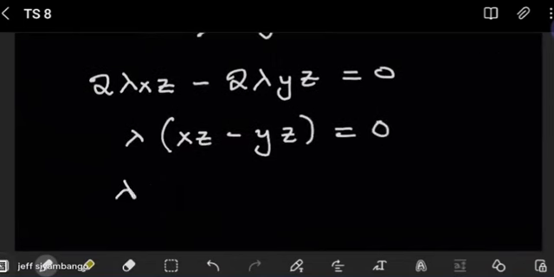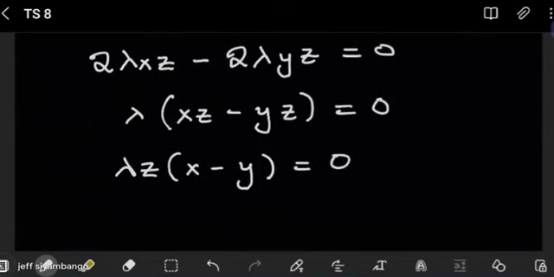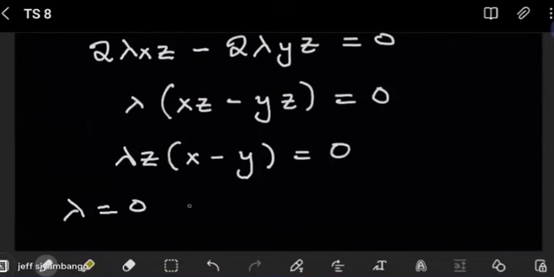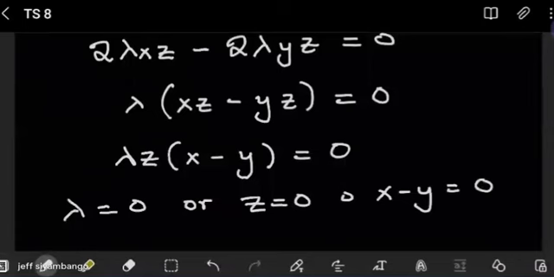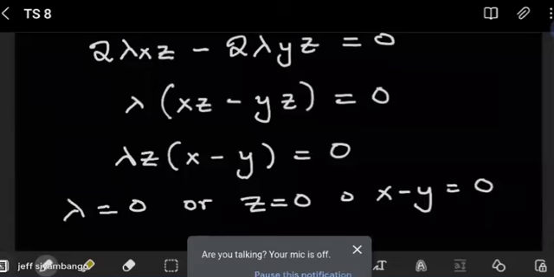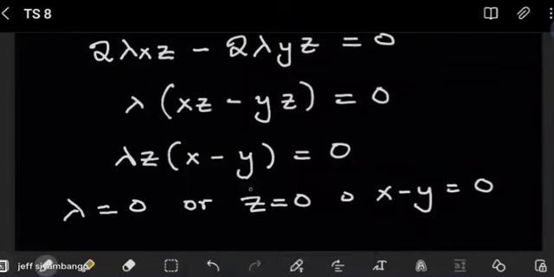Or even the z can be pulled out: z times (x minus y) is equal to 0. What does this imply? It implies that either lambda is equal to 0, or z is equal to 0, or x minus y is equal to 0. These are the three possibilities. But clearly, z cannot be 0. Why? Because then what kind of box do we have if the height is going to be 0? So clearly we can't have this one. Z equal to 0 is out.